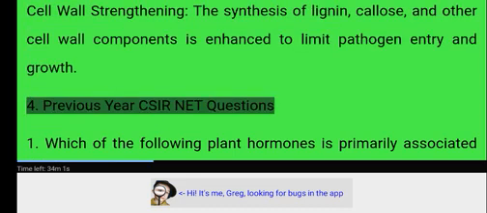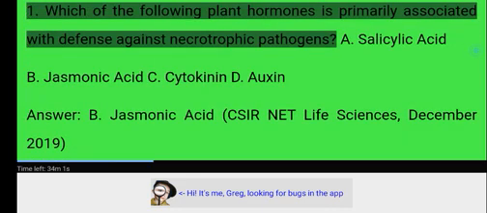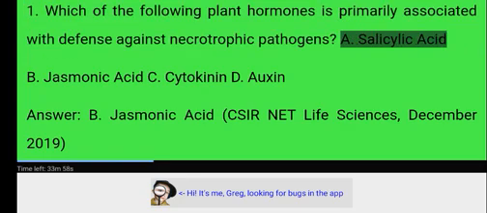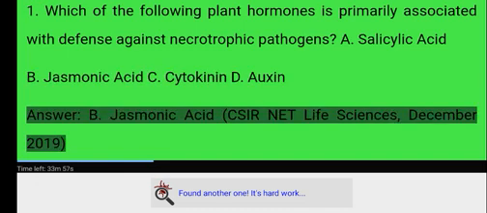4. Previous year CSIR NET questions. 1. Which of the following plant hormones is primarily associated with defense against necrotrophic pathogens? A. Salicylic acid. B. Jasmonic acid. C. Cytokinin. Answer: B. Jasmonic acid. CSIR NET Life Sciences, December 2019.